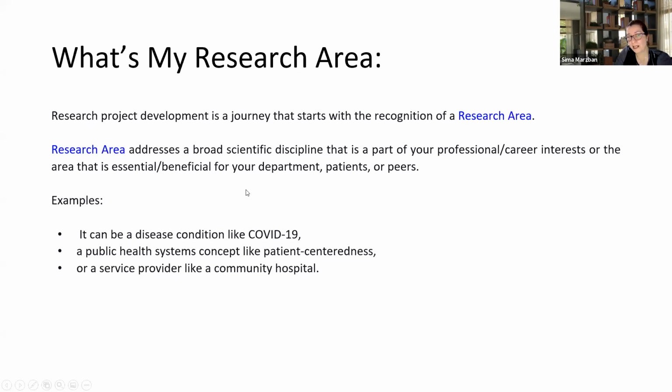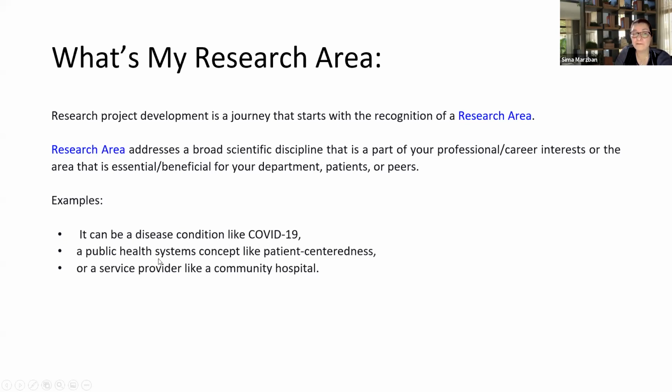So research area addresses a broad scientific discipline that is a part of your professional, your career interest, or the area that is essential or beneficial for your department. It could be a disease condition. So focus on the disease condition, on the disease area, on the subspecialty that you think it's your best area for research. Sometimes you are not focused on a disease.